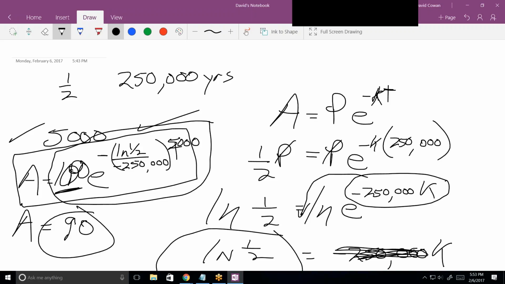So let's go back and figure out what's going on. What did you get for natural log of 1/2 divided by minus 250,000? Natural log of 1/2 divided by minus 250,000.